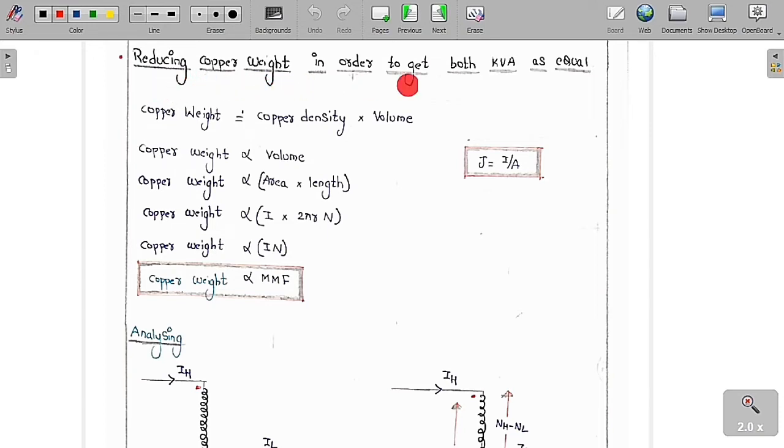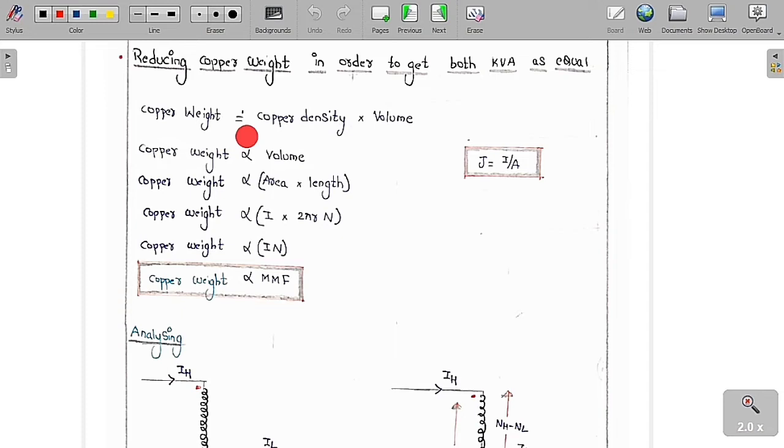We are using the copper weight in order to get both kVA as equal. See, the two-winding transformer is already there. Now I am going to reduce the amount of copper. If I reduce the amount of copper, I want to make both the kVA of the two-winding transformer and the auto transformer the same. Then what should I do?